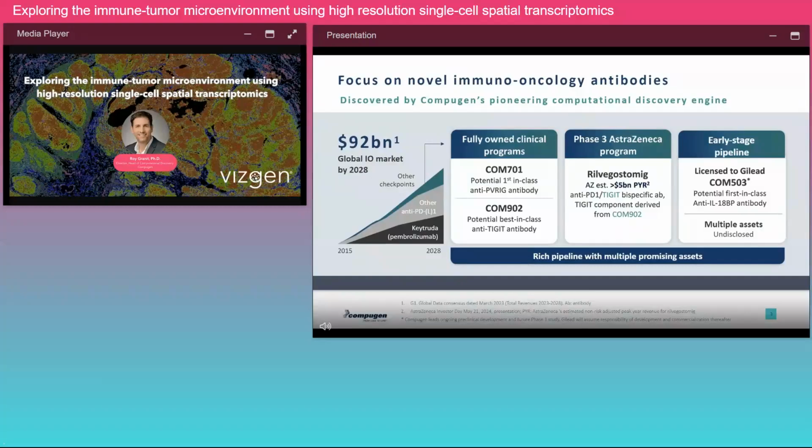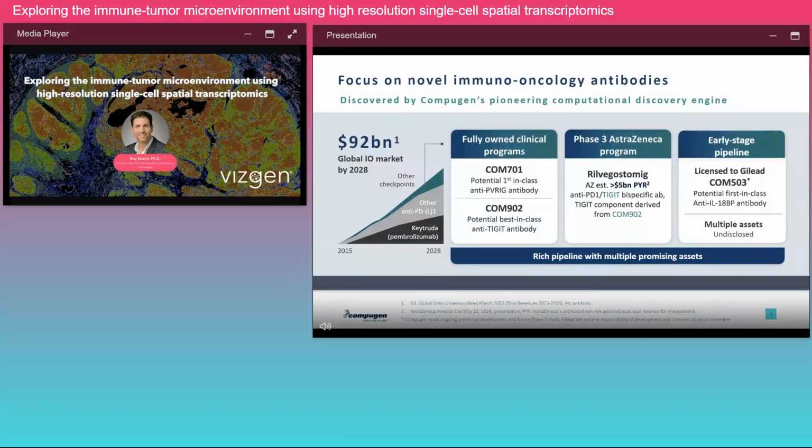Our computational discovery platform is the engine that is fueling our competitive advantage and pipeline and already has delivered multiple assets, part of which are fully owned. We have clinical programs including COM701, a first-in-class anti-PVRIG antibody, and COM902, a potential best-in-class anti-TIGIT antibody. We also have a validating strategic partnership with Gilead on our 503 asset and with AstraZeneca on the PD-1/TIGIT bispecific, in which the TIGIT component is derived from Compugen's COM902.